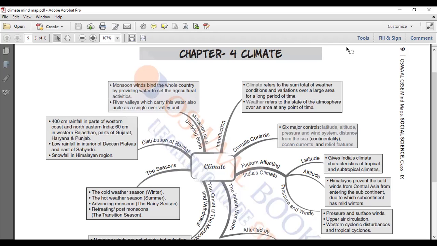Monsoon winds, in active association with the oceans and Himalayas, cause the whole of India to receive rainfall. Monsoon winds bind the whole country by providing water to set the agricultural activities in motion. River valleys, which are carrying water, also unite into a single river valley unit.